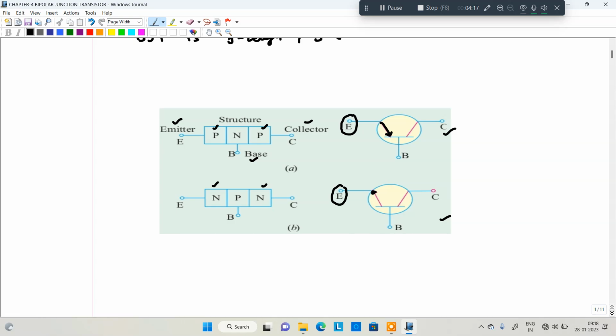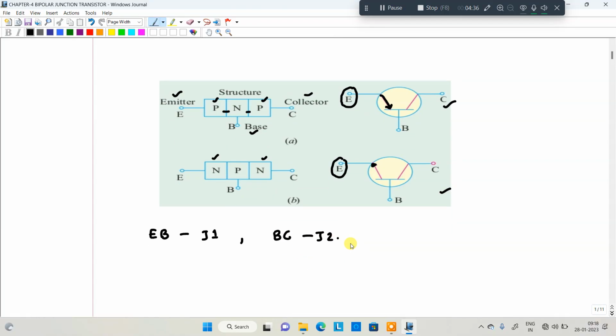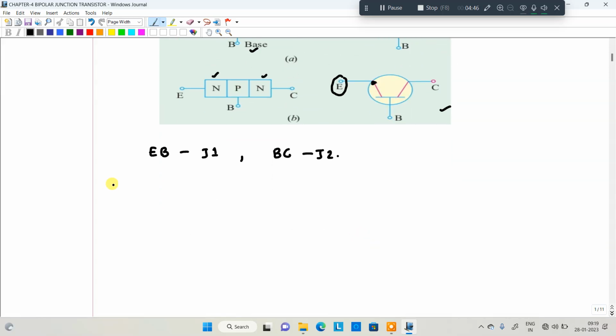We have two junctions, as already mentioned. This is the first junction, this is the second junction. The emitter base junction is junction 1. Junction 2 is the base collector junction. In both cases, NPN and PNP transistors, we have two junctions: the emitter base junction as well as the collector base junction. We'll discuss them one by one.